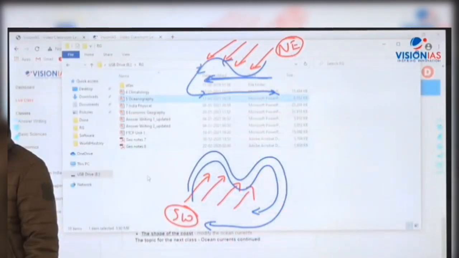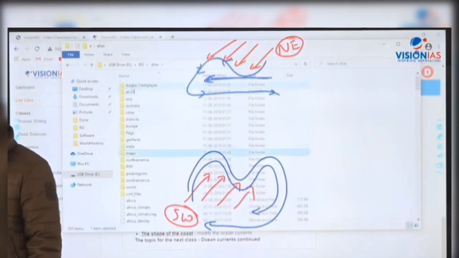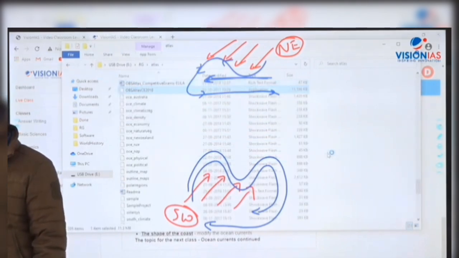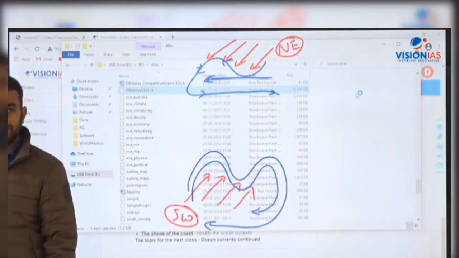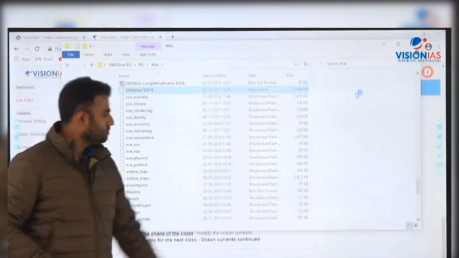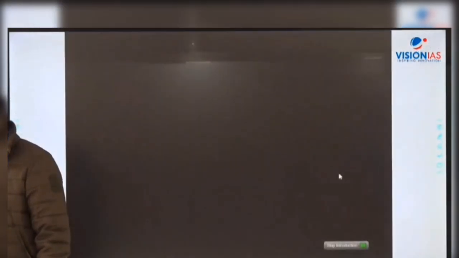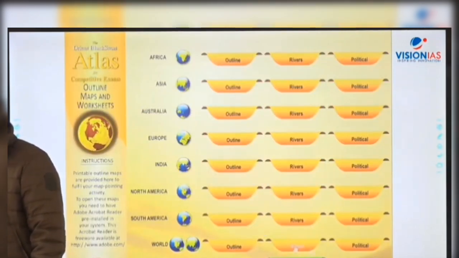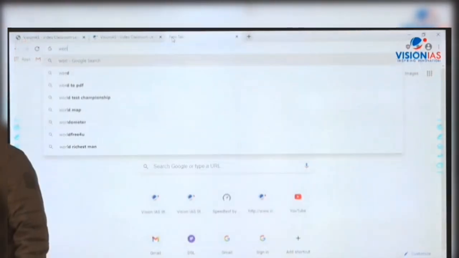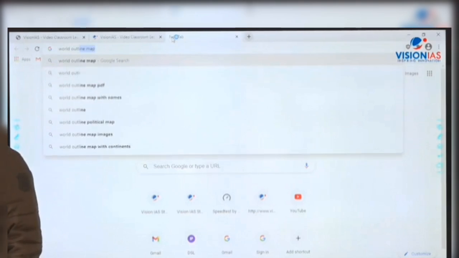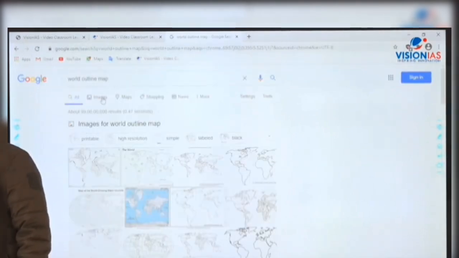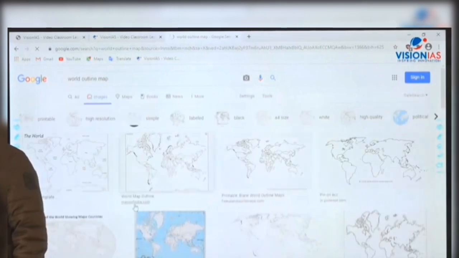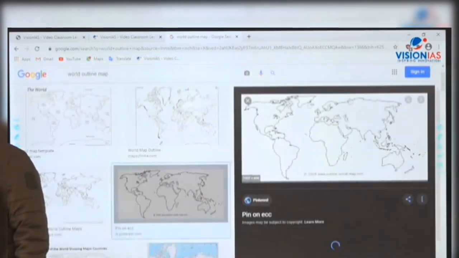Let's talk about drawing this world map. Tomorrow I'll tell you how to draw the Indian map also, so that you can practice a bit on this. Okay, this is the most famous one. Let's draw this.